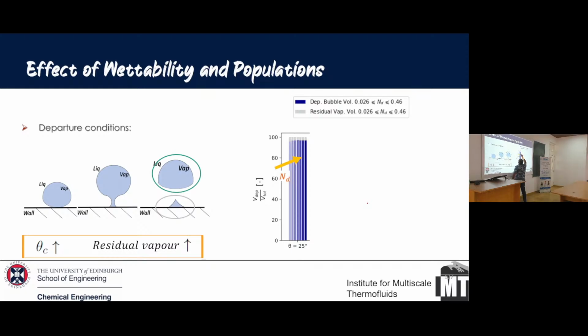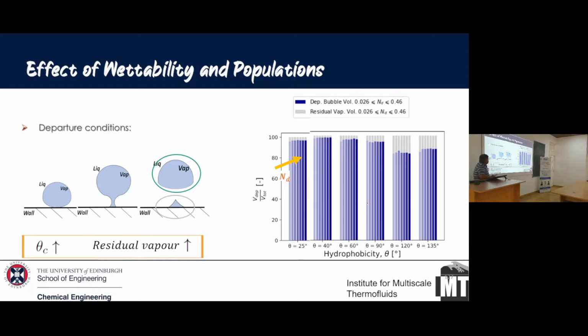Okay, so what I'm showing you here is that if you increase the number of bubbles for 25 degrees, the amount of film left behind hardly changes. Essentially you can say that the volume of the residual film is a weak function of the number of bubbles in your domain. No matter how many bubbles you have, the fraction of residual film left behind is nearly the same.